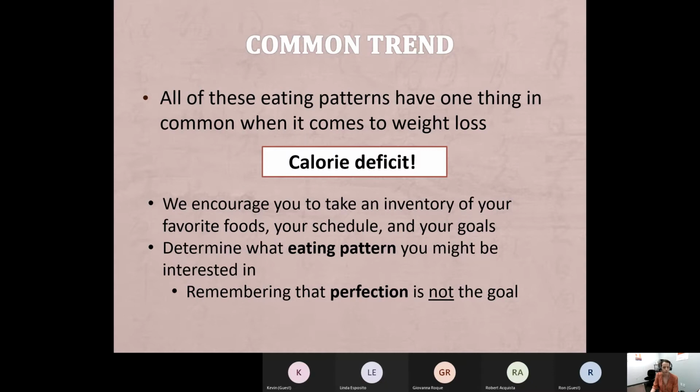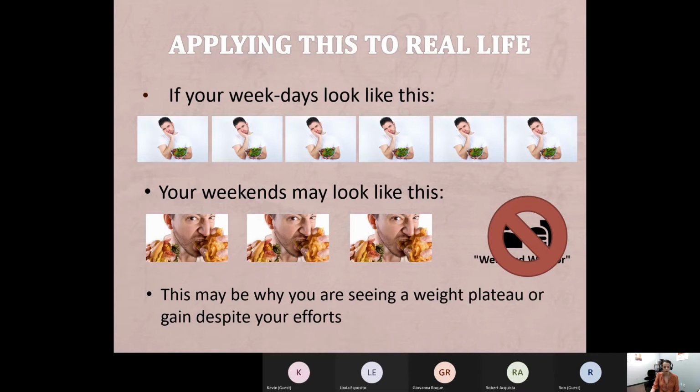But now that we've talked about the Mediterranean diet, keto, low carb, tracking, all of these eating patterns have one thing in common when it comes to weight loss, and that is a calorie deficit. You still need to eat less than what your body's burning in order to see a change in your weight status. But we do encourage you to take an inventory of your favorite foods, your schedule, your goals, and determine what eating pattern you might be interested in. And remember that perfection is not the goal. You want to think about how it'll apply in real life.